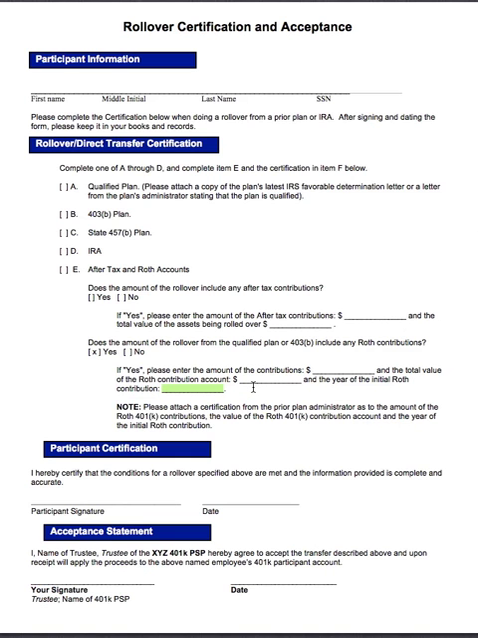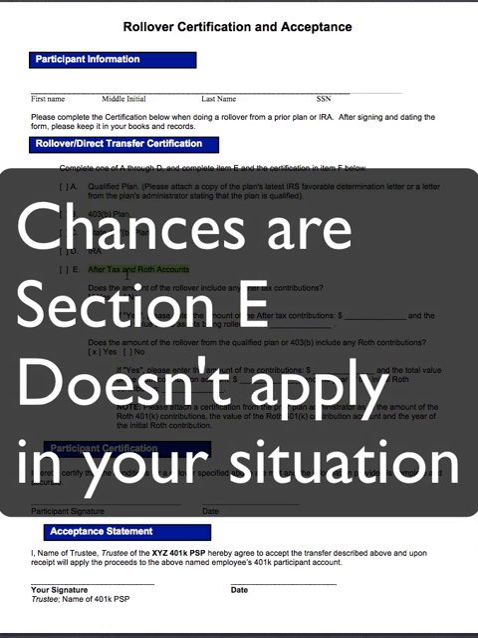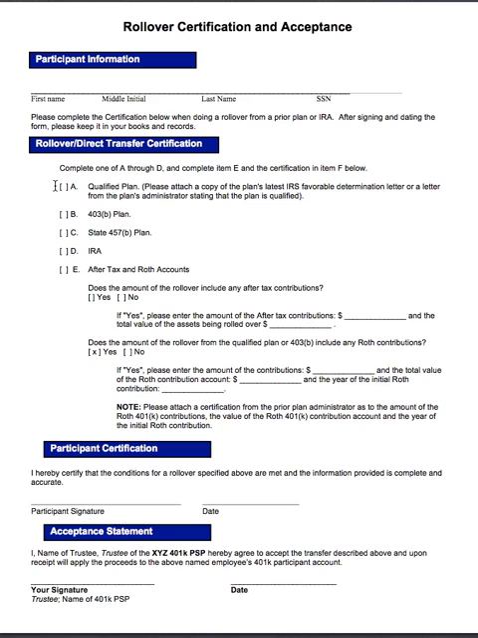Now, if this is a little bit confusing, rest easy, because about 1% of you are actually going to fill out subsection E. You probably are never going to have to deal with after-tax contributions or Roth accounts with that money coming in. So for the vast majority of you, this doesn't apply. All you have to do is say if it came from a qualified plan, a 403B, a 457, or an IRA. Just that simple. Once you fill that out, go ahead and sign the document and date it as both a participant and the acceptance statement, your name as the trustee.